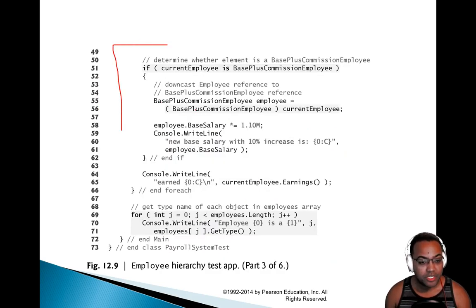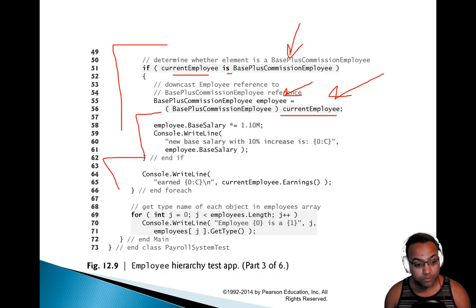If current employee, this is in the for each statement, by the way. Yeah, it is. If the current employee is a base commission employee, then I want you to turn that current employee into a base commission employee data type with the employee variable. Do some magic here, and then leave the for each loop.